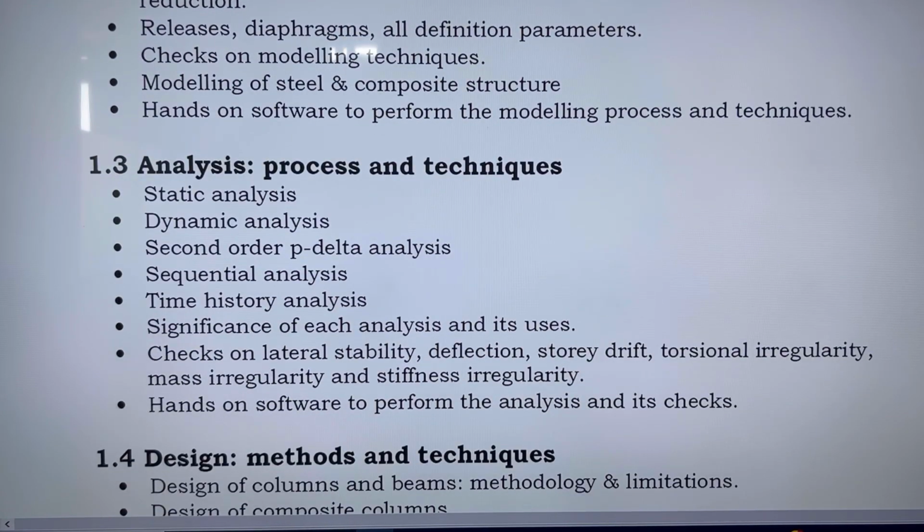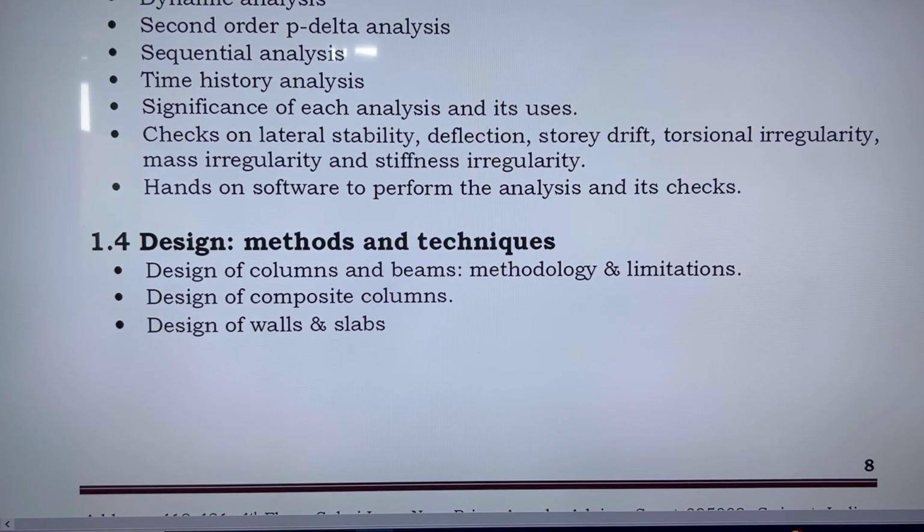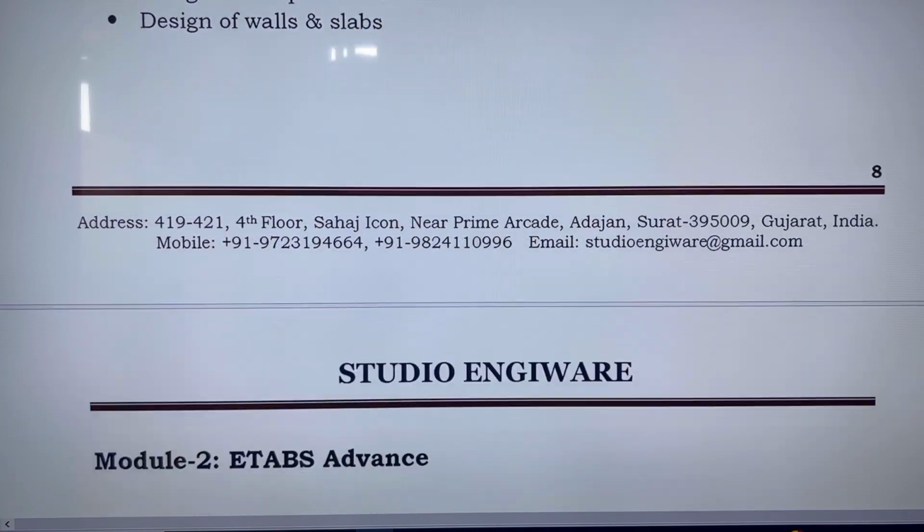During the analysis, we'll talk about static analysis, dynamic analysis, second order P delta analysis, sequential analysis, time history analysis, the significance of every analysis and its uses, and checks of different lateral stability, deflection, soft story, story drift, torsion irregularity, mass irregularities, and stiffness irregularities. In the design section, we'll talk about column and beam design with methodology and limitations, design of composite columns, and design of walls and slabs.